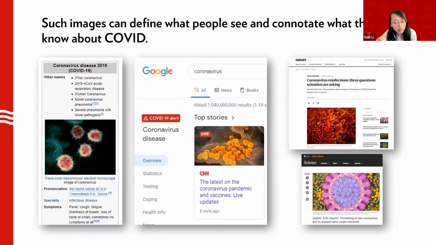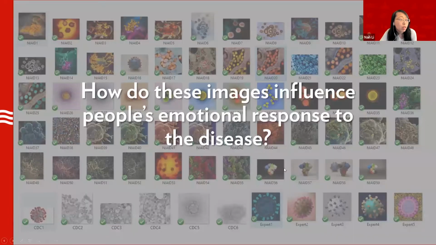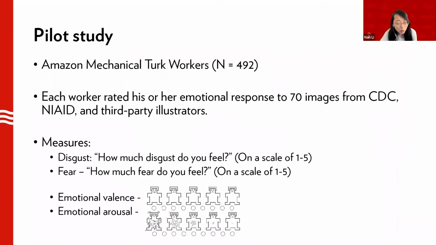And you can see by using different visuals, really you're conveying different emotions to different people. So my question for this particular project, after seeing all of the amazing visuals out there, is how do these images influence people's emotional responses to the disease?